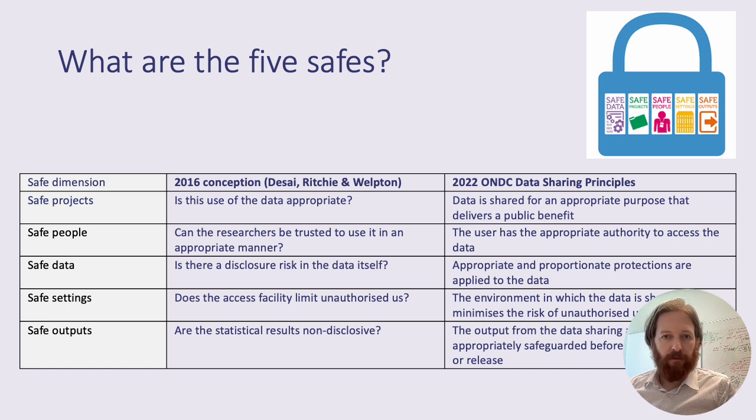What are the 5 Safes? The 5 Safes framework is a well-established approach for evaluating risk when managing access to sensitive data. For example, safe projects focus on the purpose and the context of data use, while safe people ensure users are properly trained and authorized. The table here shows the original conception of each of the 5 Safes from the 2016 working paper, along with the corresponding data sharing principle from the data scheme, which was established as part of the 2022 DAT Act.